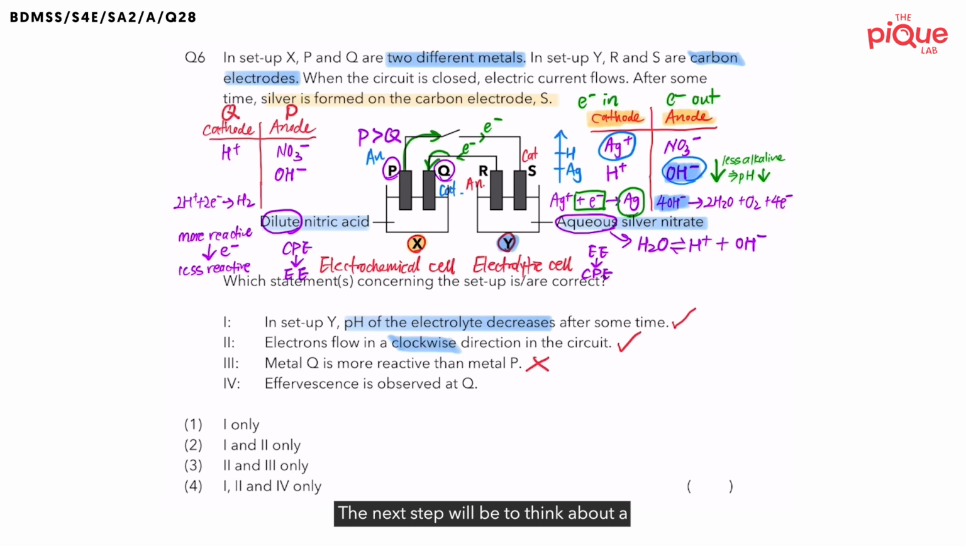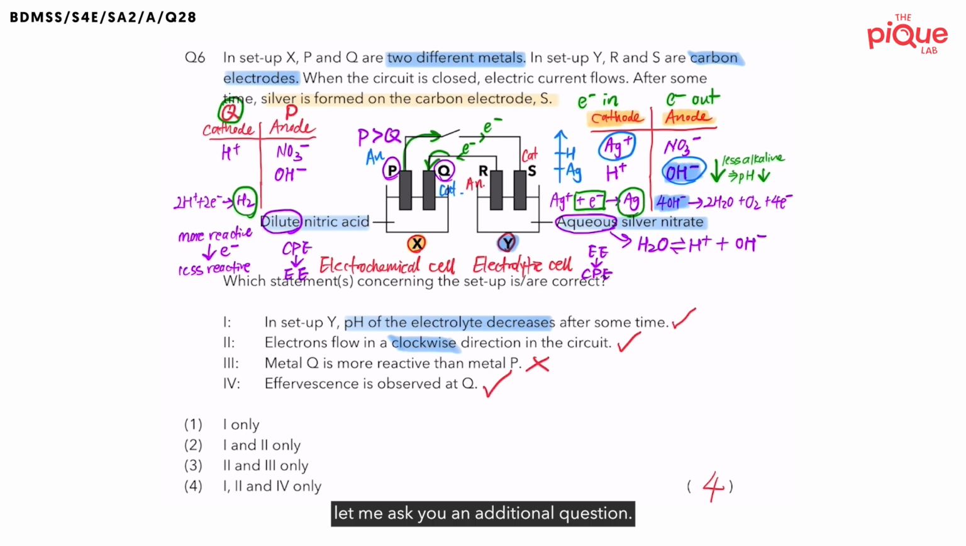The next step will be to think about a possible observation at electrode Q. I believe you know that hydrogen is a colorless and odorless gas, and you will observe effervescence at Q. This means that statement 4 is correct. Therefore, answer is option 4.